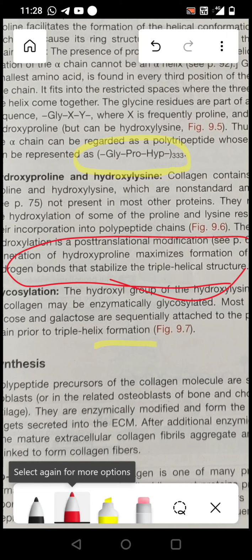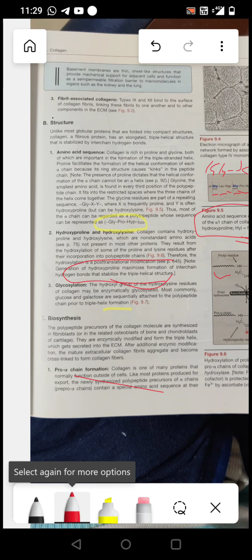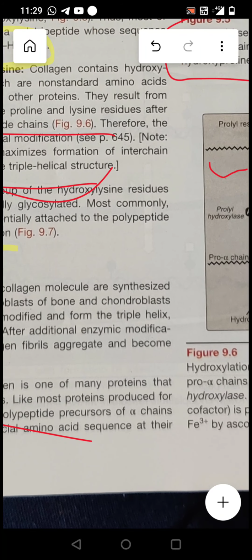Done. Now we go straight to the biosynthesis of the chain. How is this collagen formed, and then we'll see some important conditions where the role of collagen is medically affected. We'll do that much in today's class, and then we'll do elastin in the next class.